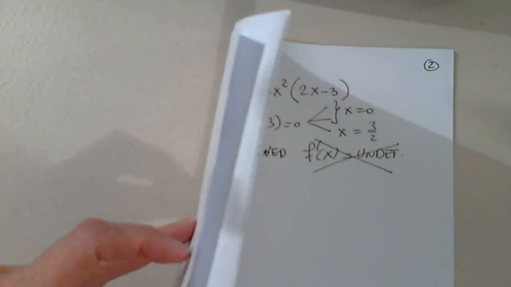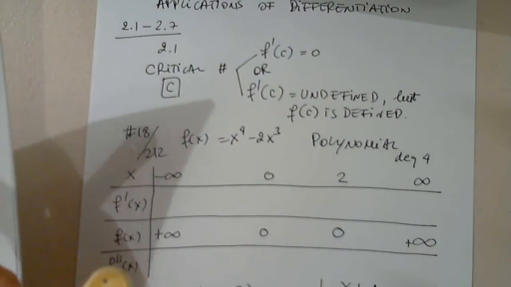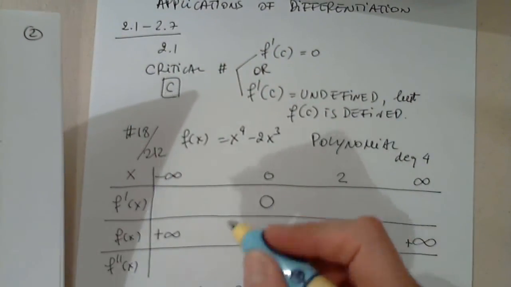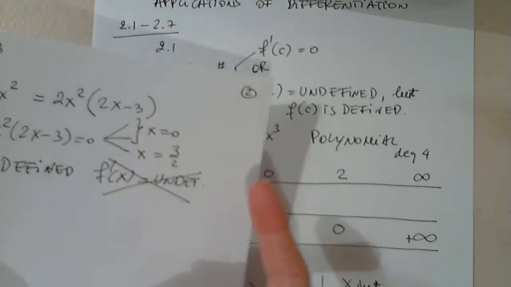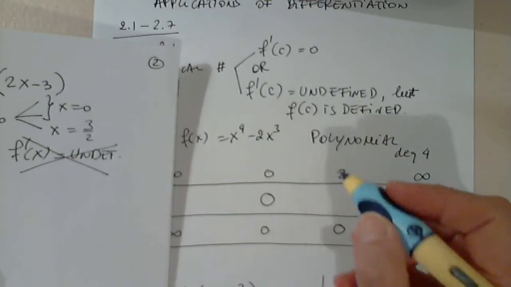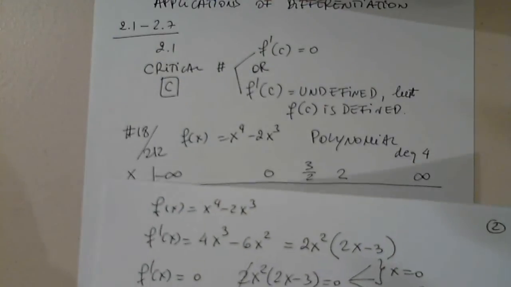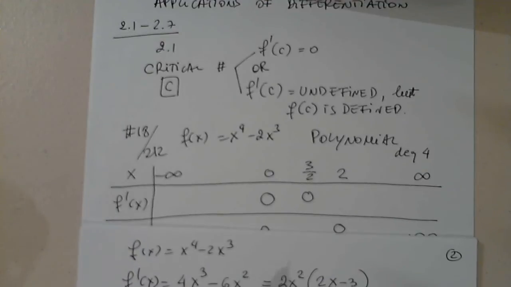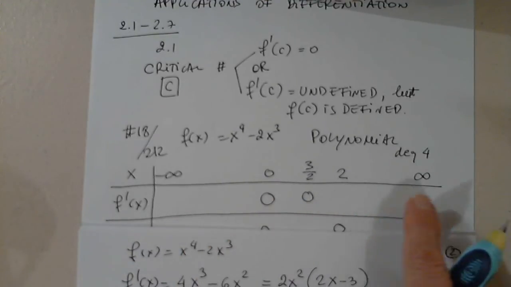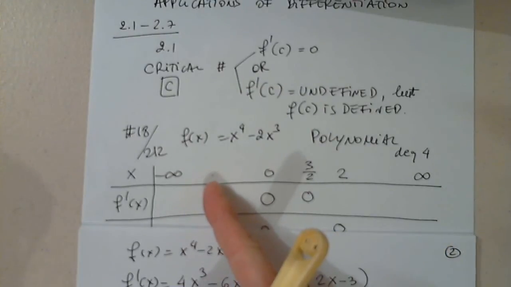I go back to my chart. Where are you, chart? Here it is. So I have 0 and I have 3/2. Well, 3/2 is 1.5, so it's right in here. Now I'm going to study the sign of this expression and put the sign here. I pick a number to the left-hand side of 0, like negative 1.